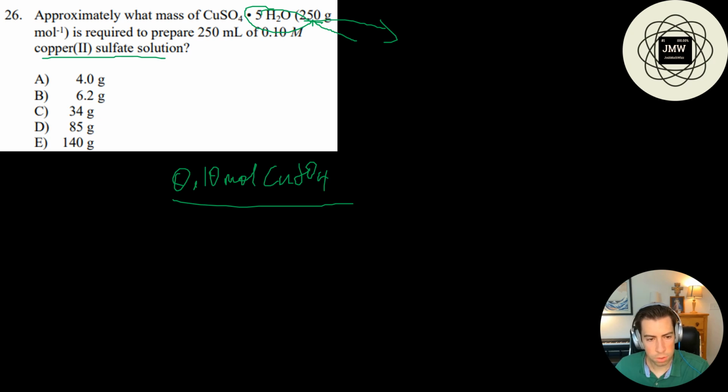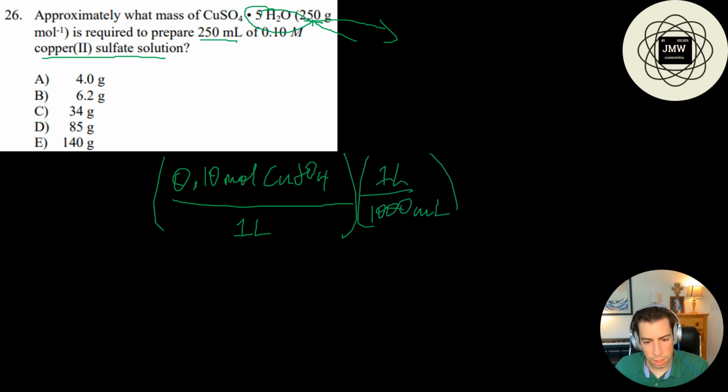So 0.10 moles copper sulfate per 1 liter, right? That's what the molarity stands for. Now I want my total moles, so I want to figure out what is 250 milliliters in terms of liters. I know that 1 liter has 1,000 milliliters, and then I know that I'm dealing with 250 milliliters. So whenever I multiply all this through, let's see here.